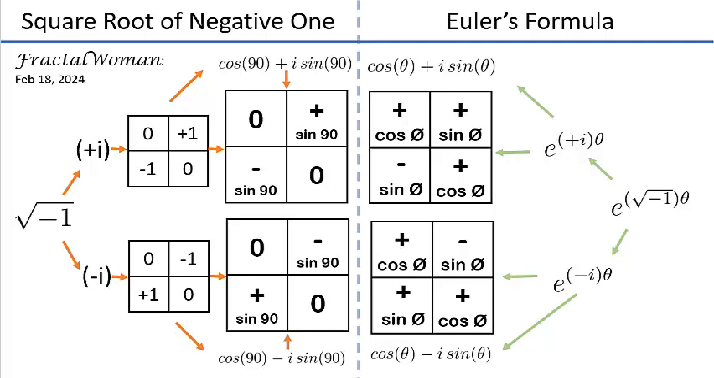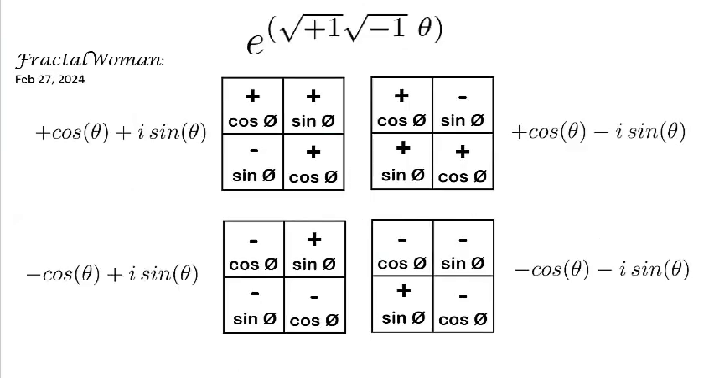So next, what I want to do is have a closer look at this. Okay, so this is sort of a generalization of Euler's formula where we get both the positive and negative solutions of i, but there is still something missing in this formula to be further generalized, and that's where this slide comes in. This is a slide that I also put up on my community section, and so I'd like to explain this further. So here we have e to the power of the square root of positive 1 and times the square root of negative 1 times theta.